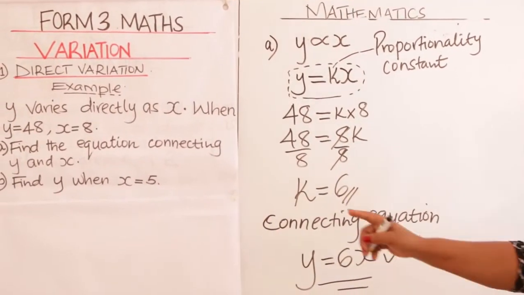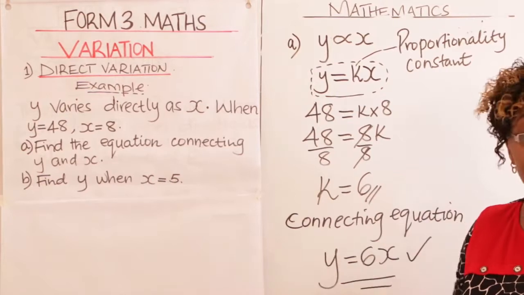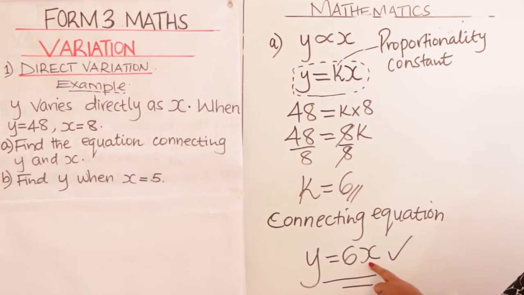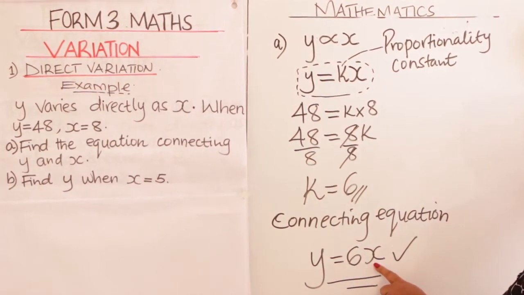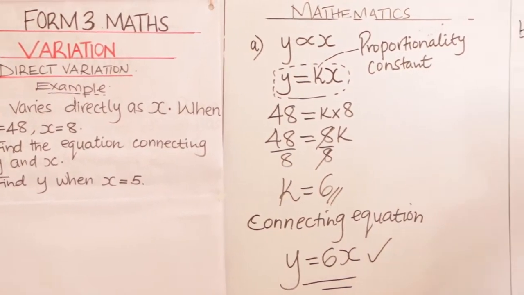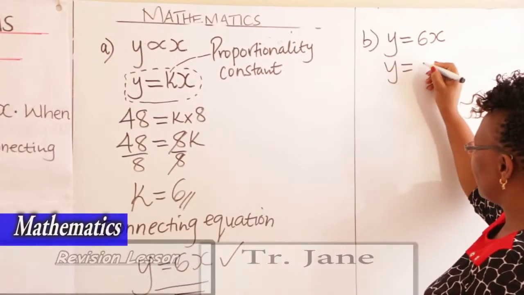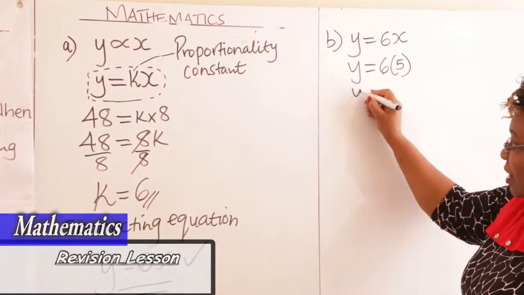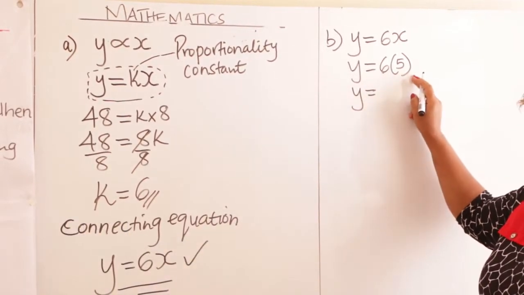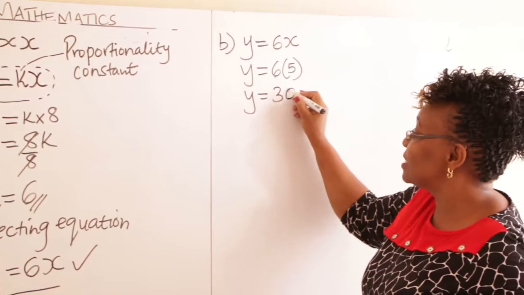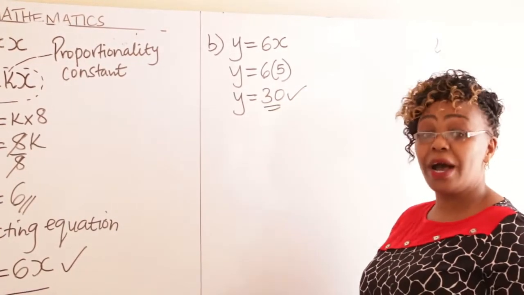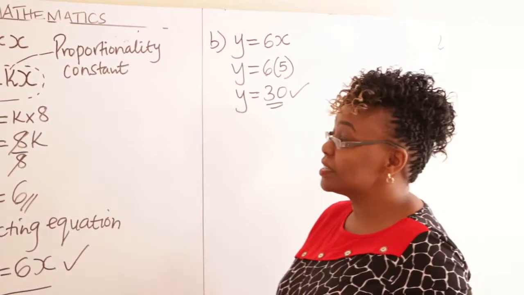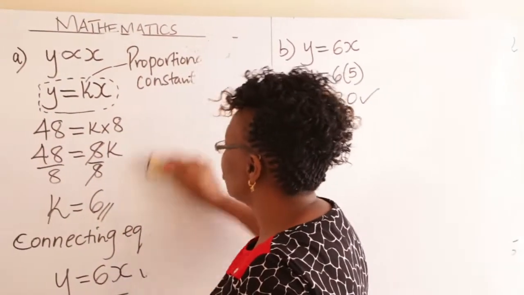From there, learner, part b, you are asked, find y when x is 5. You just replace x with 5 in the connecting equation, and therefore y is equal to 6 times 5, which is 30. And that is your answer. Good. We go to the next type of variation.